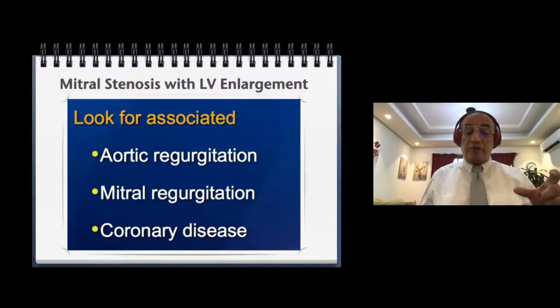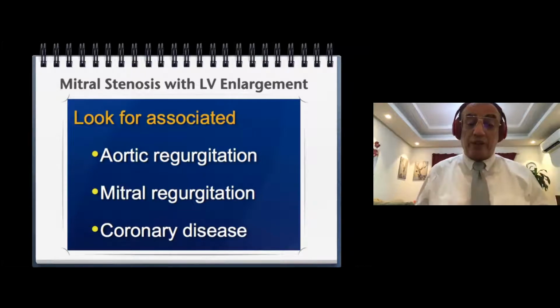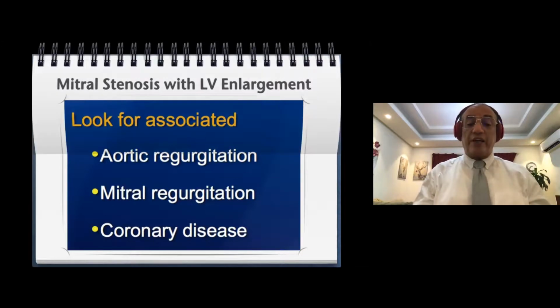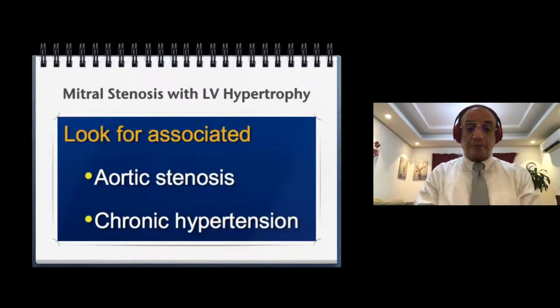But if you find, during assessment of mitral stenosis, left ventricular dilatation with increased left ventricular volume, these three possibilities should be ruled out: aortic regurg, mitral regurg, and underlying coronary artery disease.